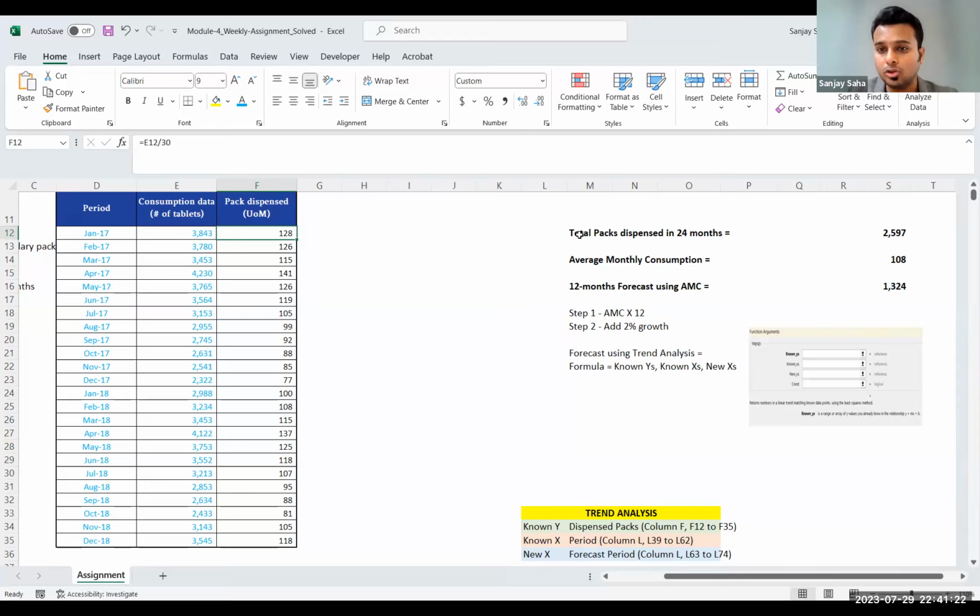Now we have the data for every month. If we need to know how many packs were dispensed in 24 months, we simply need to do a sum of this data: the sum of F12 to F35. If we do the sum of F12 to F35, we get the total number of packs dispensed in the 24 months. So that's a very simple calculation. I hope everyone was able to do that, and it was quite clear.